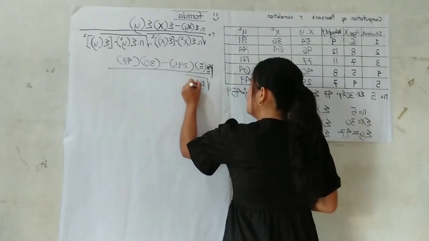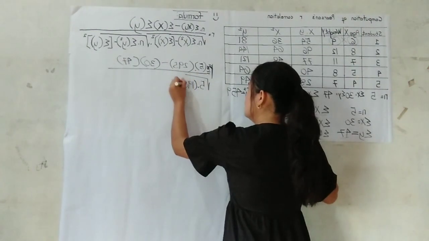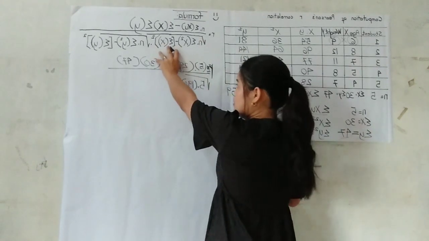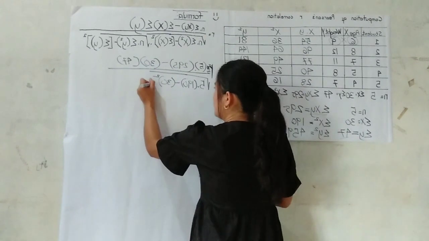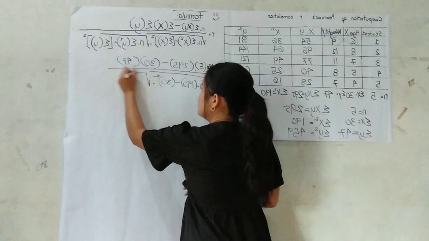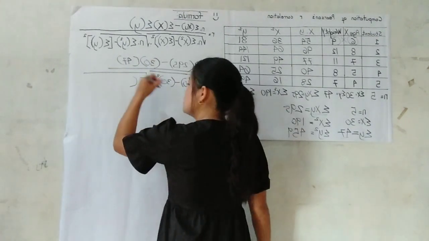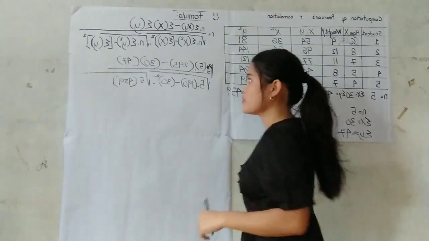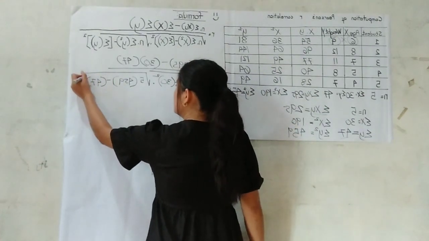times the sum of x squared, which is 190, minus the sum of x, which is 30, squared. And times again, this will be our next. The number of students will be 5, and the sum of y squared is 459, minus 47, the sum of y, squared.